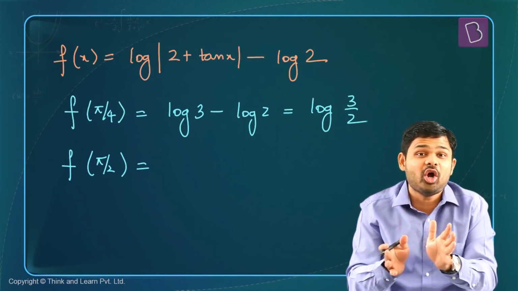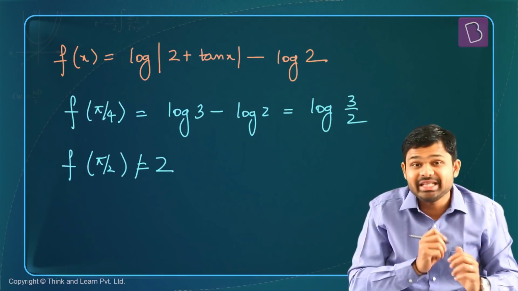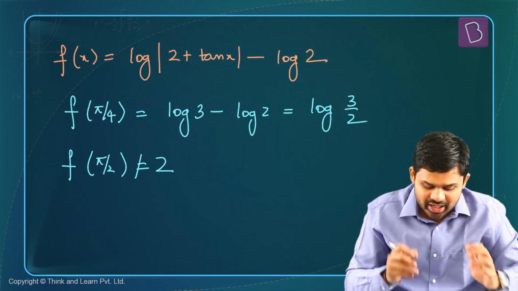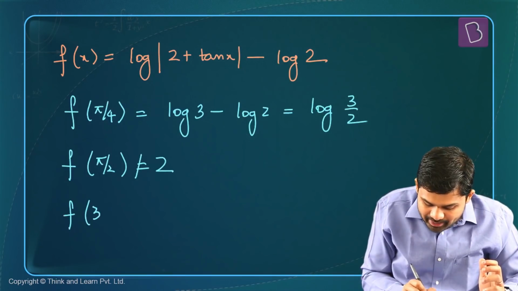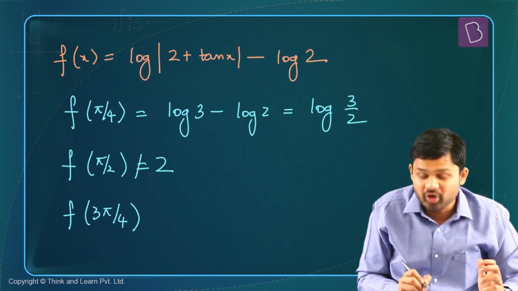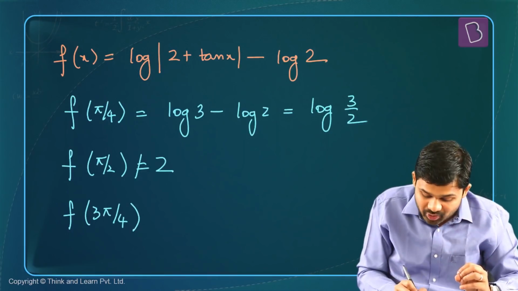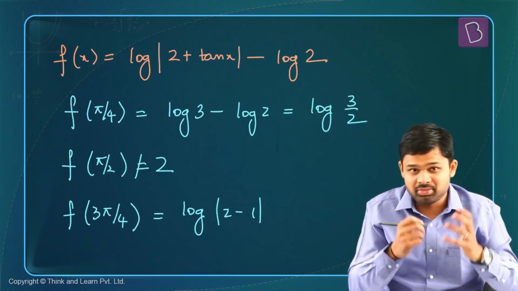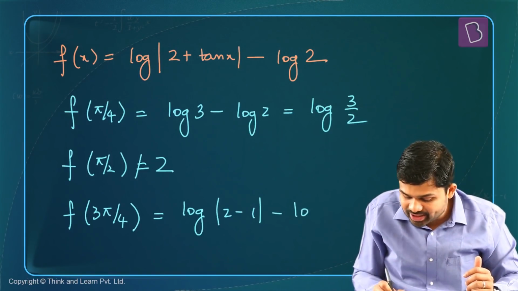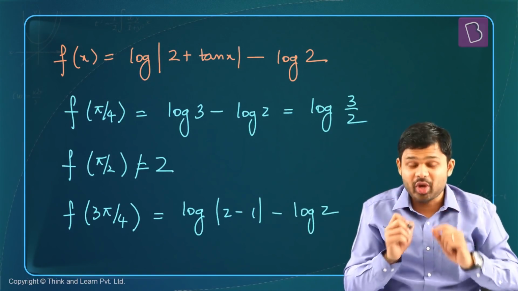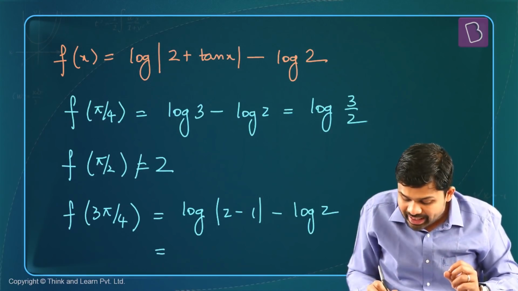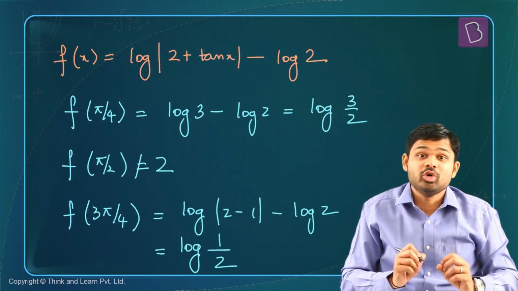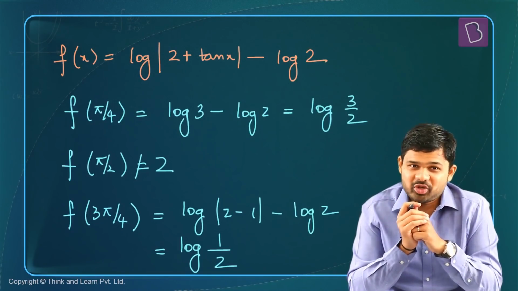Well, that's definitely not equal to 2 as given in the question. So that option which says f of pi by 2 equal to 2 is wrong. And finally, f of 3 pi by 4. Well, tan 3 pi by 4 is equal to minus 1. So this will be log of 2 minus 1, which is equal to log 1, that's 0, minus log 2. So the correct answer to f of 3 pi by 4 is nothing but log of 1 by 2. That's the correct answer to this particular question.